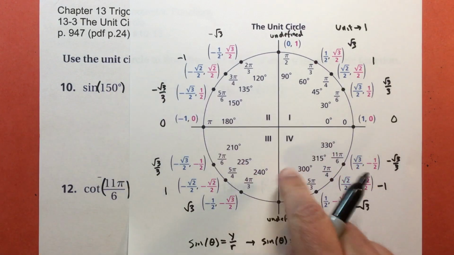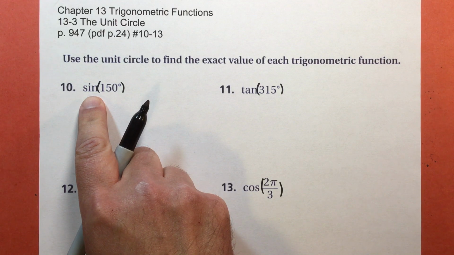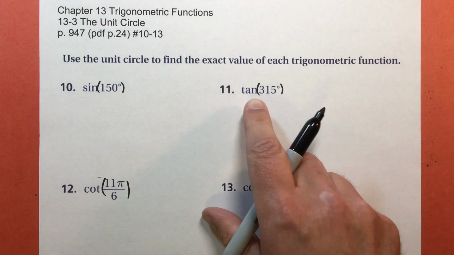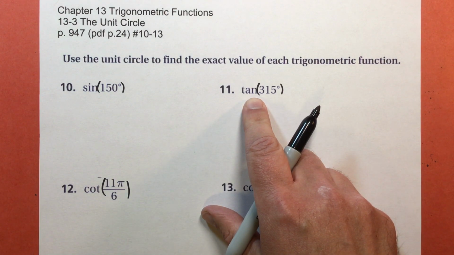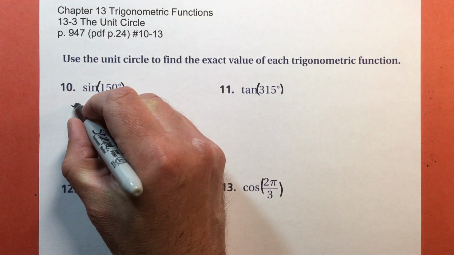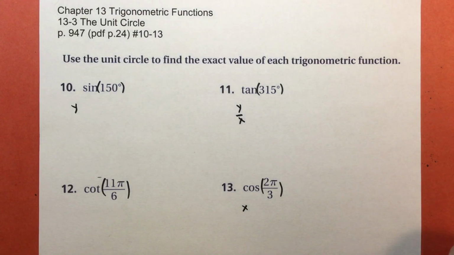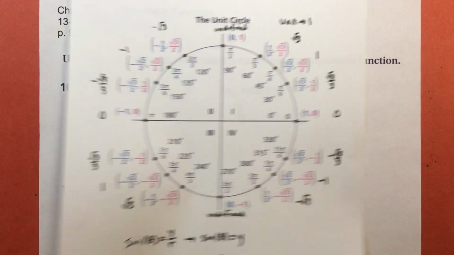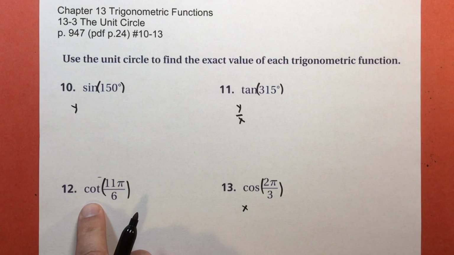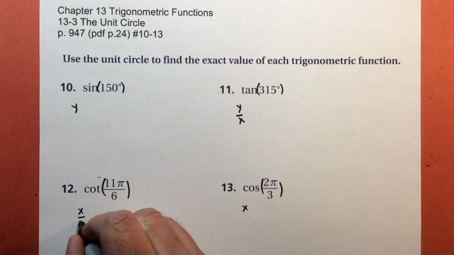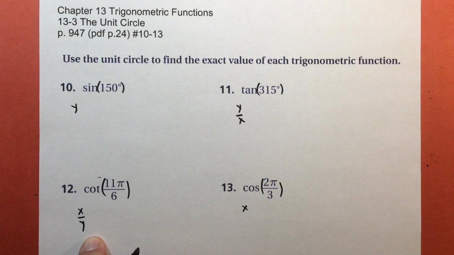We're going to find the angle. Here's 150 degrees for number 10. If it's the sine, you give me the y-coordinate. If it's the cosine, you give me the x-coordinate. If it's the tangent, you take the y divided by the x. So I'll say y, x, and this is y divided by the x. And if you did it the right way, you already wrote the tangent on there. This one's cotangent, which is the reciprocal of tangent, so this is going to be the x divided by the y. So when we get to that one, we'll have to be a little tricky. It's not on my unit circle, but we can figure it out.